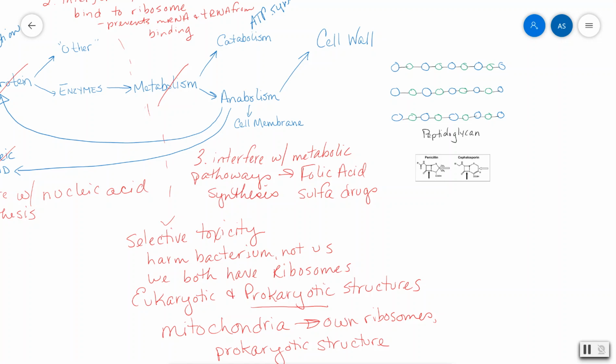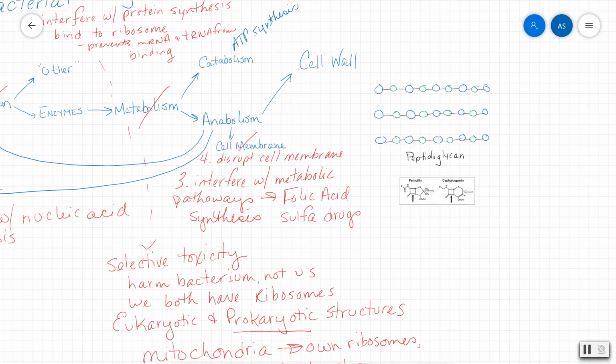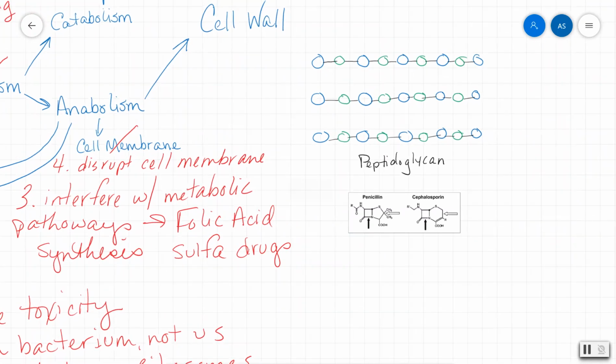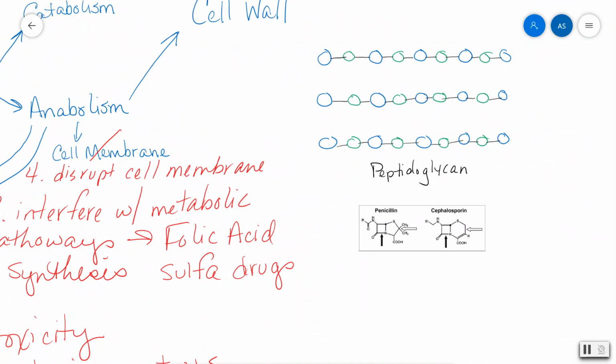Our next target, I should have left a little more space here, is to disrupt cell membrane integrity. So this is not a good target, because if you disrupt the cell membrane, we learned early on that bacterial cell membranes are similar to our cell membranes, and so these drugs that do this are going to affect us as well. So selective toxicity is very difficult to maintain here.